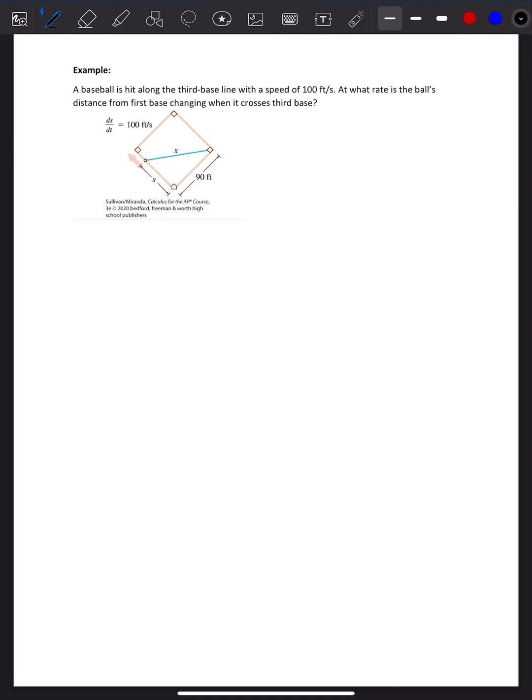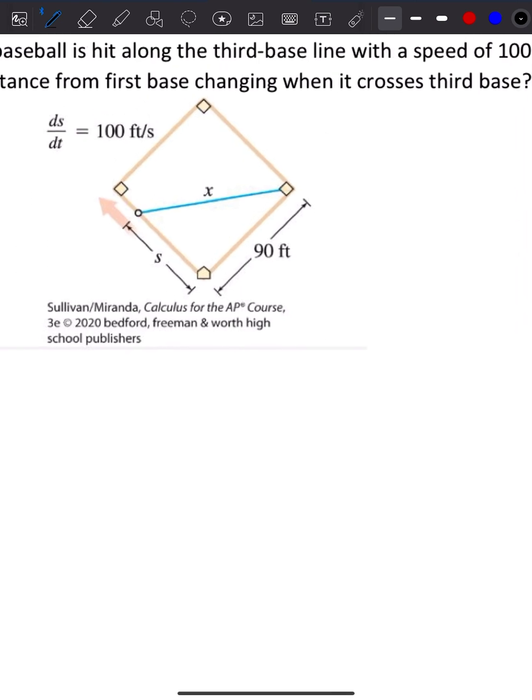Okay, a baseball is hit along the third base line with a speed of 100 feet per second. At what rate is the ball's distance from first base changing when it crosses the third base? So, a couple things that we need to know.